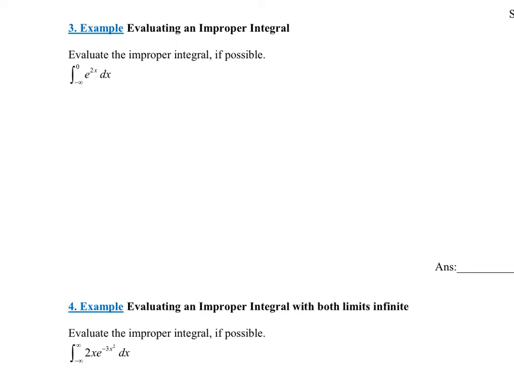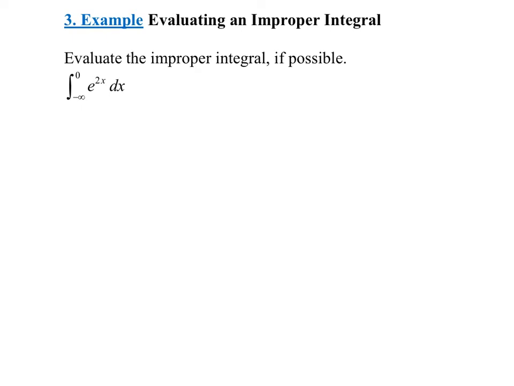Example 3 says evaluate the improper integral if possible. The integral from negative infinity to 0 of e to the 2x dx. Again, this is an improper integral because one of our limits is infinite. So what are we going to do?